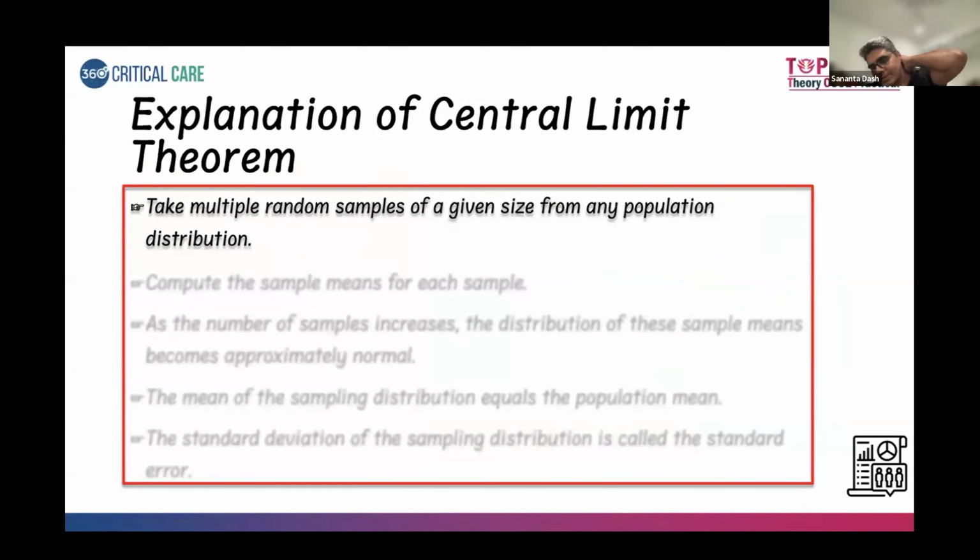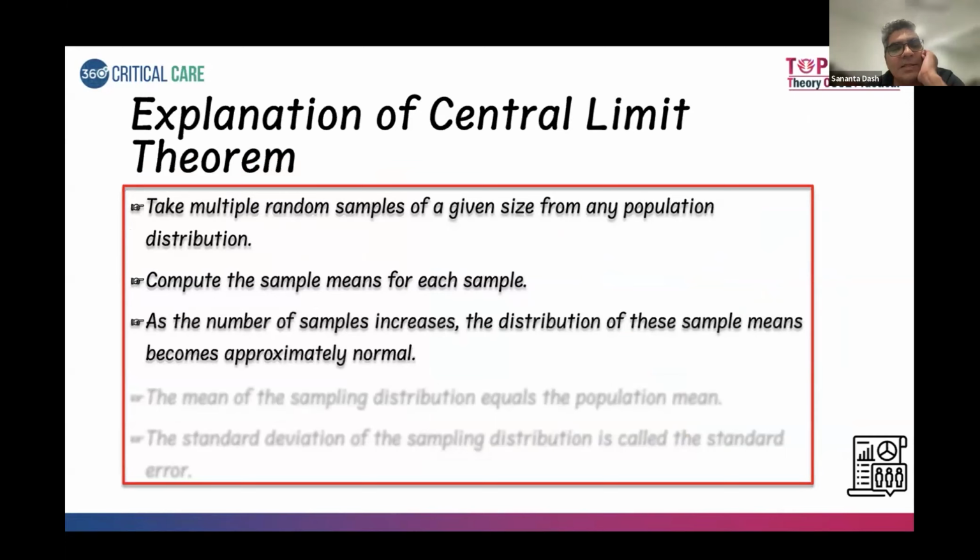Now, explanation of the central limit theorem. Take multiple random samples of a given size from any population distribution. Compute the sample means for each sample. We talked about the Z value. As the number of samples increases, the distribution of these sample means becomes approximately normal.